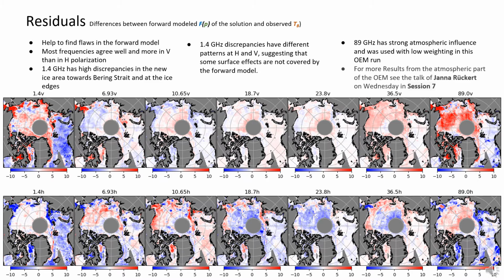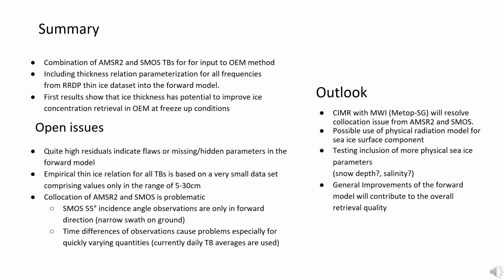So as a summary, we combined AMSR2 and SMOS brightness temperatures as input for the optimal estimation method. We included a thickness relationship as parameterization for all frequencies using the round-robin thin ice data package into the forward model. First results show that the ice thickness has potential to improve the ice concentration retrieval in the OEM at freeze-up conditions. A couple of open issues remain.